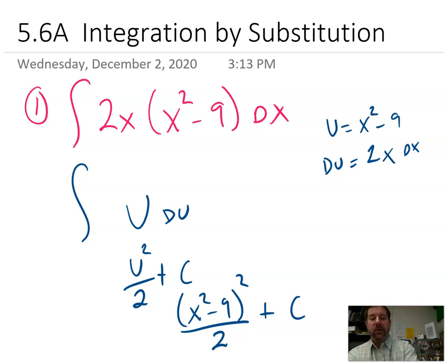moving on. Let's do another u sub one. By the way, we're going to spend 3 days doing this integration by substitution, u sub, and each day we're going to keep adding more to it, making it a little bit beefier. So these first few days are going to be fairly friendly like this, and we're just trying to get used to it.